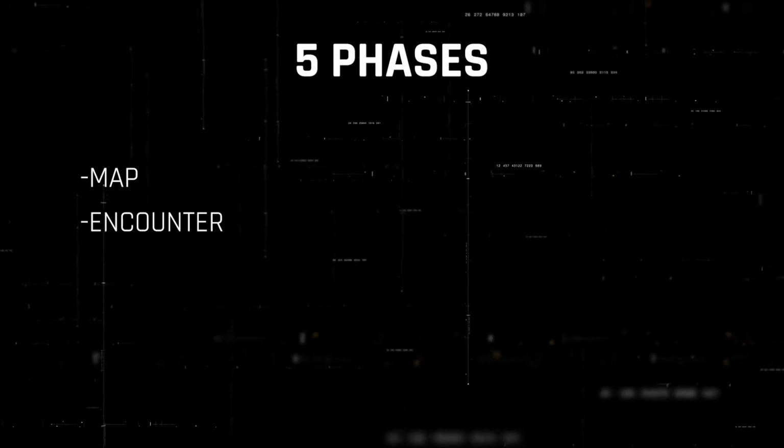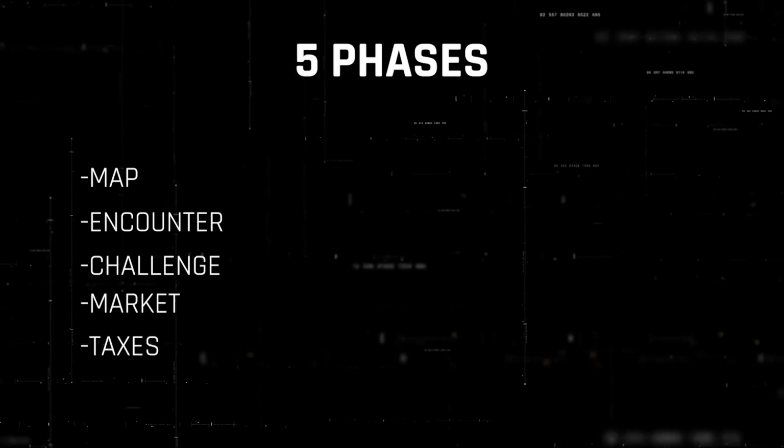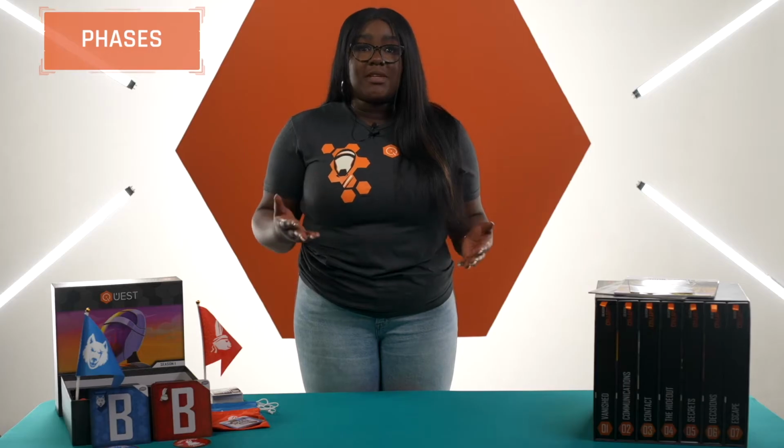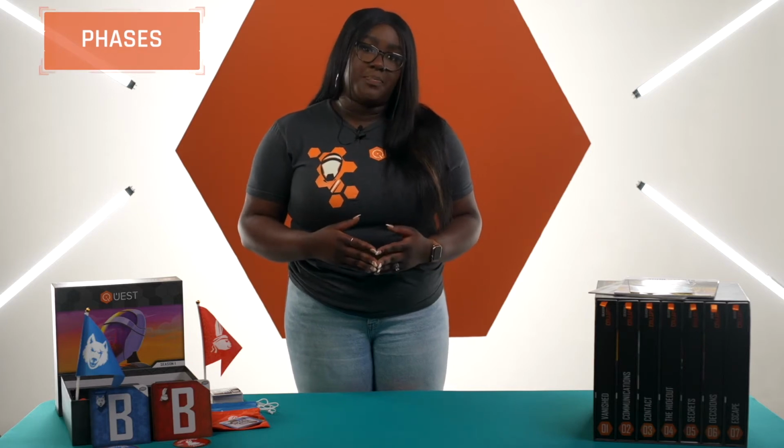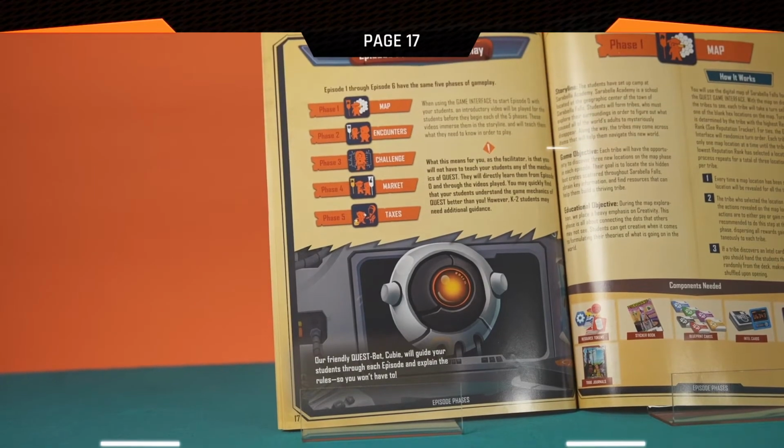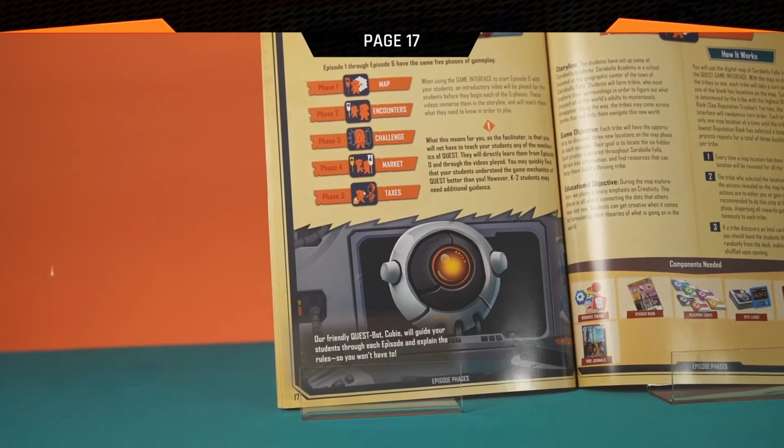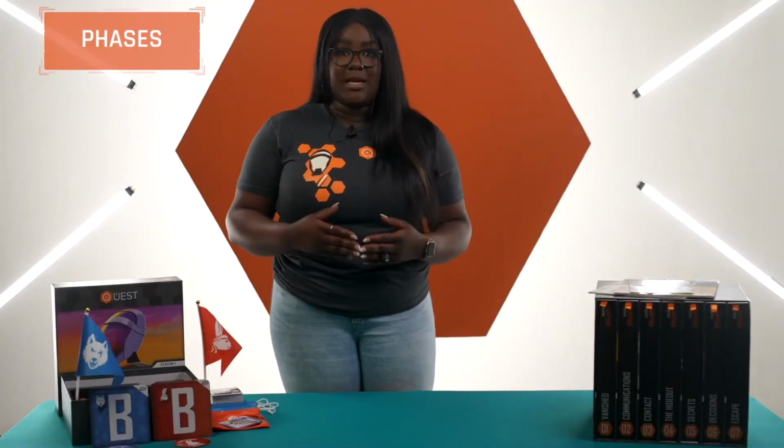The 5 phases are map, encounter, challenge, market, and taxes. Each of the phases is built specifically around one of the 4 C's. They are described in detail in the Phases of Gameplay section of this guide, which can be found on page 17. Now we'll go over how to play Quest in the classroom.